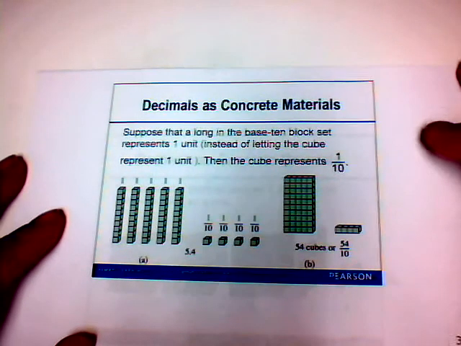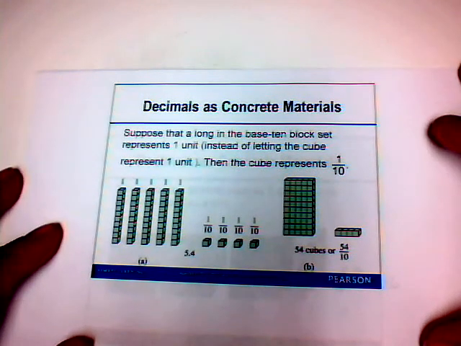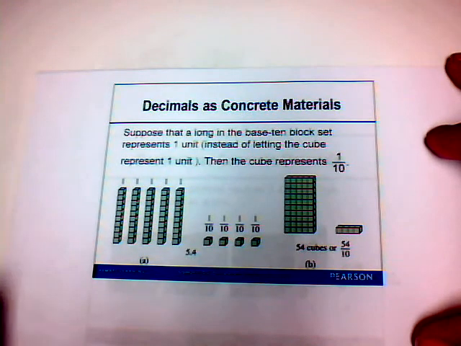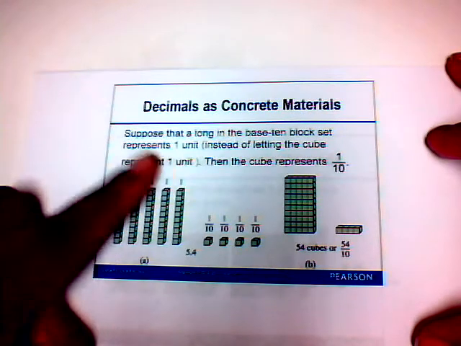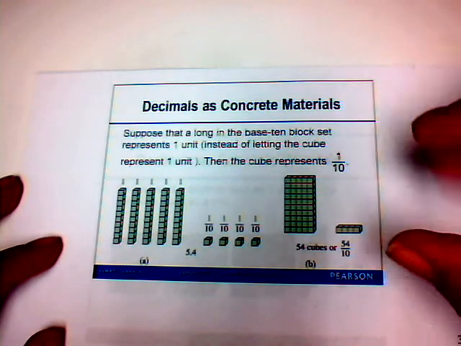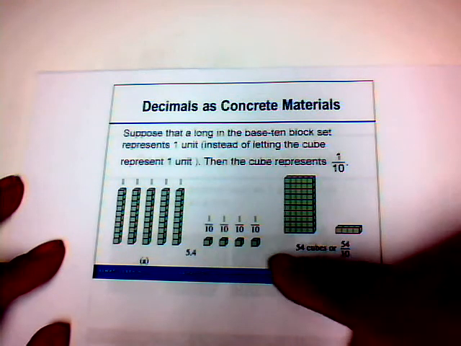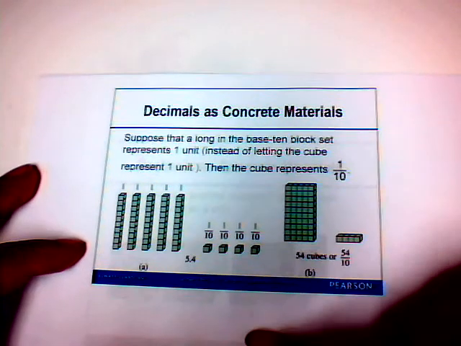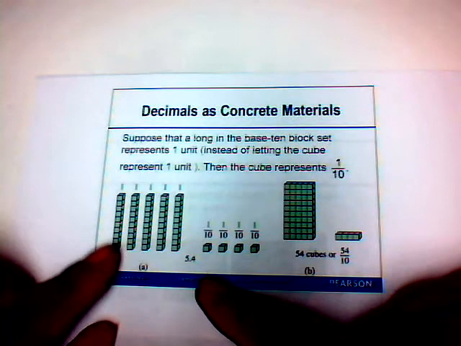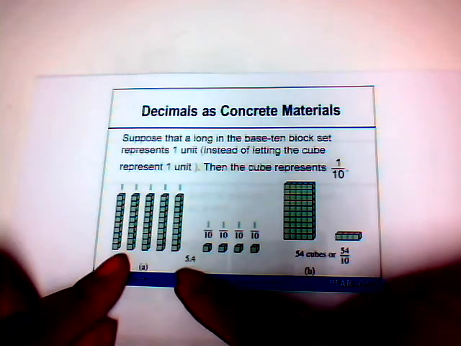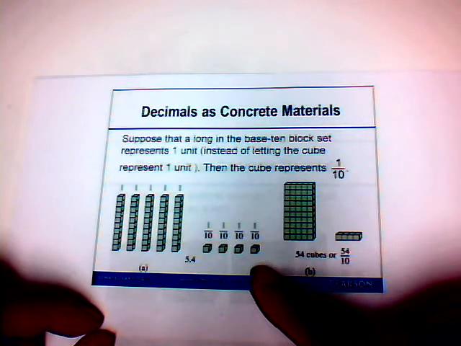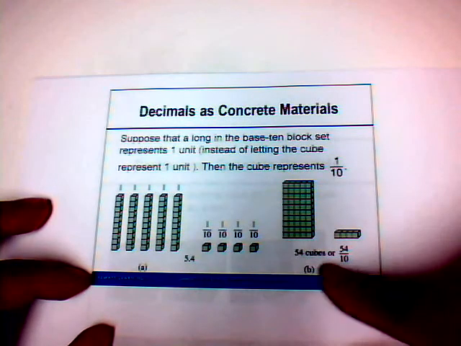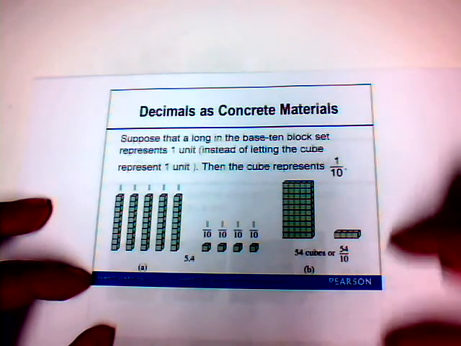Decimals can be represented using concrete materials like the base 10 blocks that we talked about when we were dealing with whole numbers. We can let a long in the base 10 block represent 1 unit instead of letting the cube represent 1 unit, which means that the cube right here will have to represent 1/10. So if we want to represent 5.4, we'll have 5 longs for the 5, and then these unit cubes represent 1/10. So 4 unit cubes for 5.4. Or 54 cubes will represent 54 tenths.